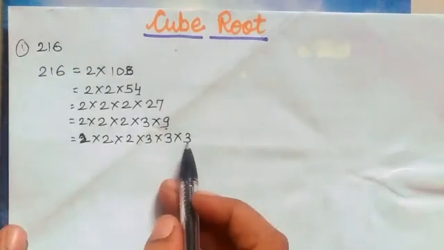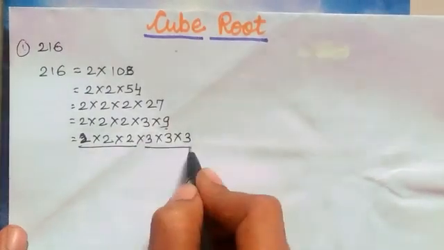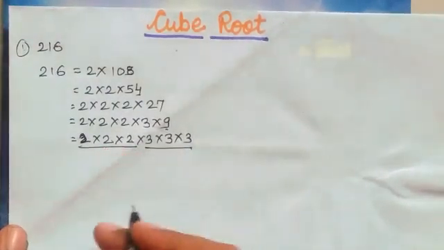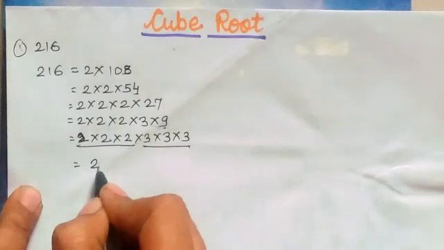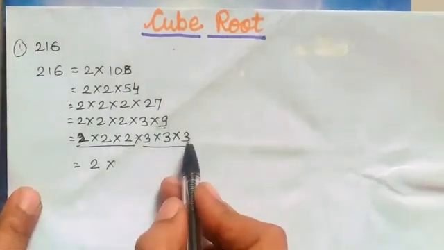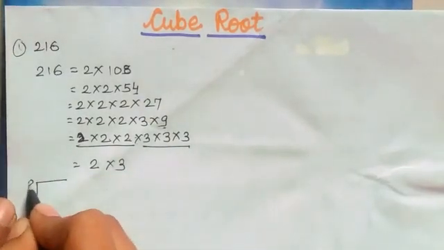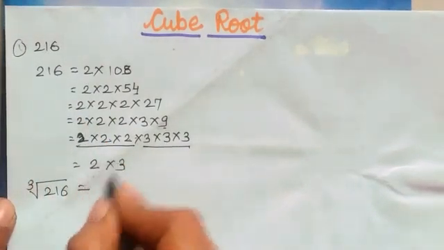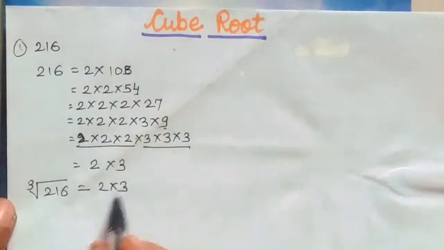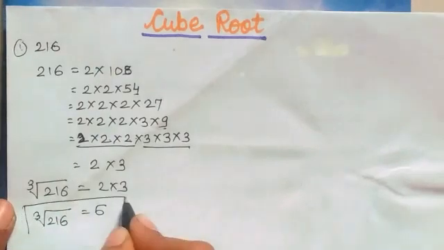Now if we observe these factors, we can get one point, that is this 2 is 3 times and this 3 is also 3 times. So we can take the common number here. Instead of the three 2s, we will write only one 2, with the symbol of multiplication, and instead of the three 3s we will take one common 3. Now in the cube root we are going to write the number 216, that is our main question, and 2 into 3. So 2 3s are 6. So the cube root of 216 is 6.